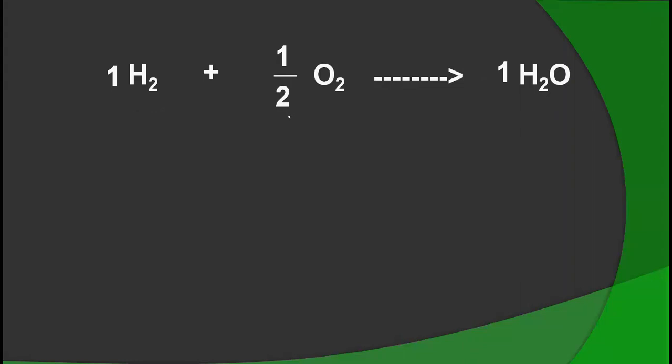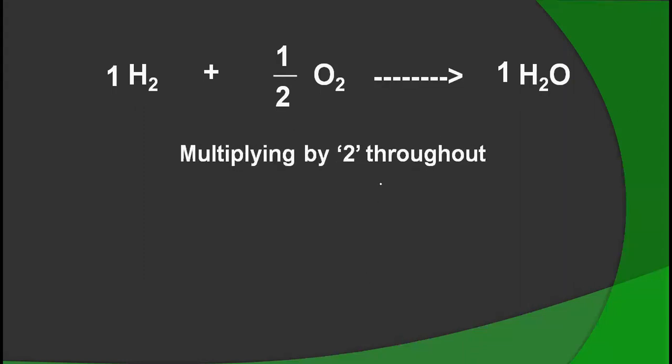Here there is only one fraction. Therefore, I'm going to multiply the entire equation by 2 to eliminate this fraction. So multiplying by 2 throughout: 1 into 2 will be 2H2 plus, if I multiply this by 2, the 2 will cancel off. Therefore, I will have O2, which would give, if I multiply this by 2, 2H2O. Is it clear? So 2H2 plus O2 gives 2H2O. Now, this is a balanced equation.